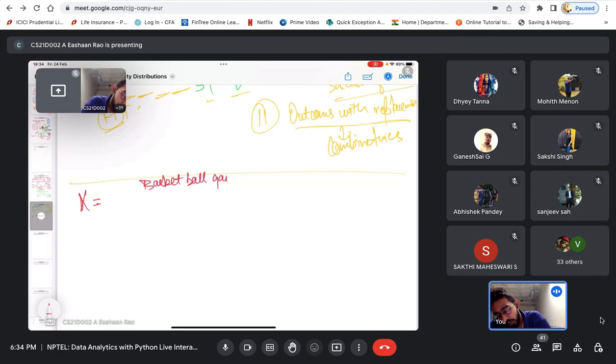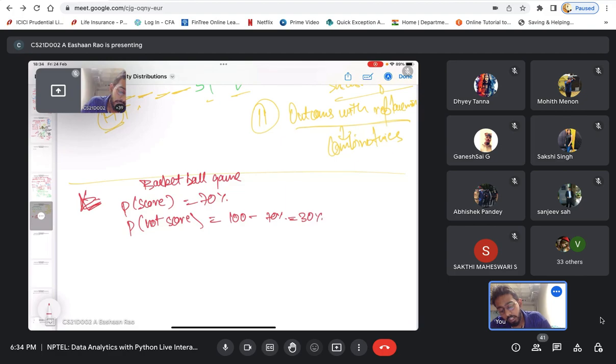Okay, the probability that I will score is 70%. So the chance that a ball I throw goes into the basket is 70%. That means the probability that I do not score will be 100 minus 70, that is 30%. If you write it in decimal form, it will be 0.7 and 0.3.